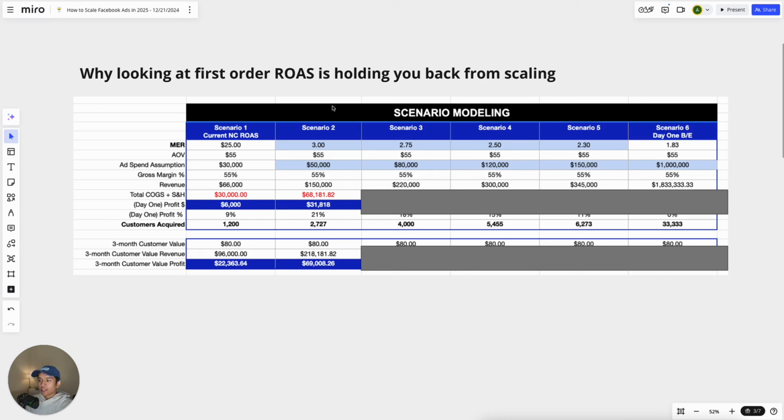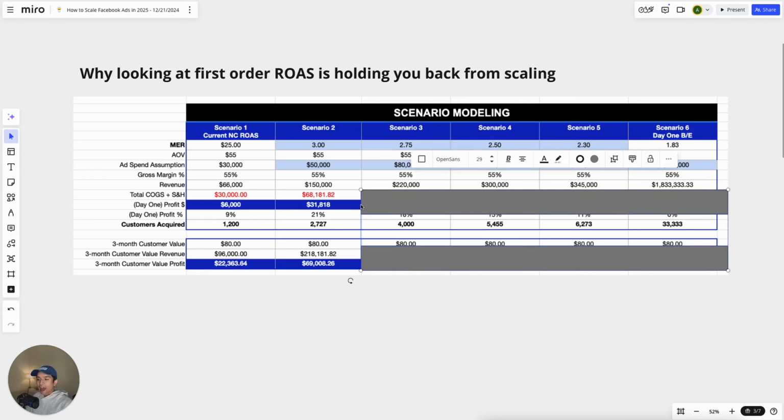And as you can see in scenario 3, this is us scaling our ad budget. We're going from 50,000 to 80,000. And then you'll notice the return on ad spend drops. And again, this is where most brands will go, I was at a 3 return on ad spend, now I'm at a 2.75, I'm probably going to drop down further, so I need to reduce the budget back down. Let's drop the ad spend and go back to that nice, comfortable 3. And then they just stay there for like 5 to 6 months and they can never scale.